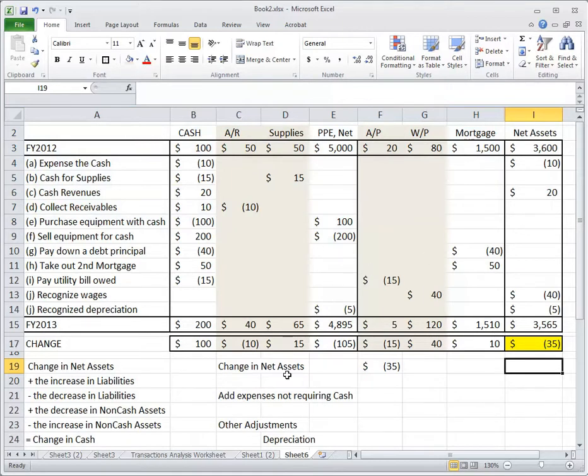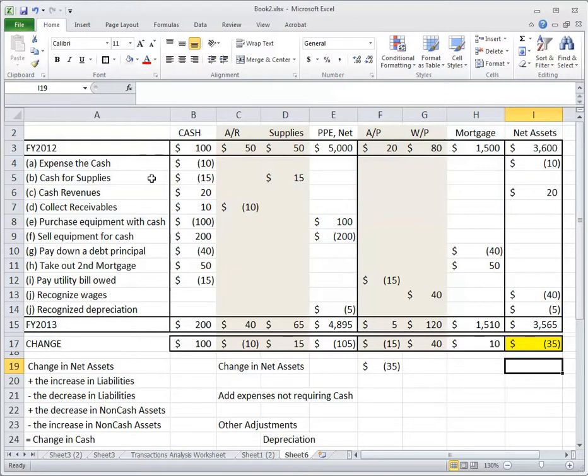so that we can figure out why we're doing the things that we do when we use the indirect method to put together a cash flow statement. So let's just look at this. We've got one event, which is an expense that affected cash. So cash went down and our net assets went down, so we had an expense. At this point, the change in net assets is exactly equal to the change in cash. But then other events happen where cash goes down, but that doesn't affect net assets.